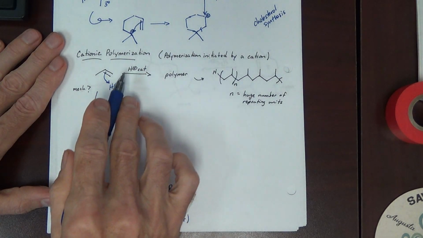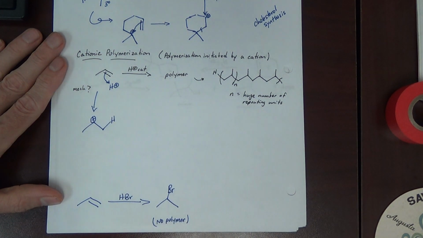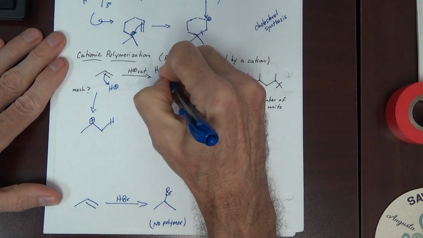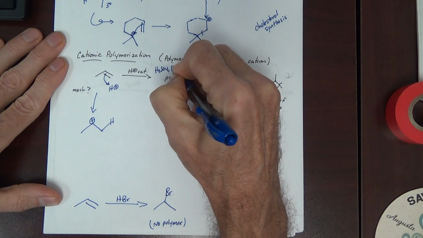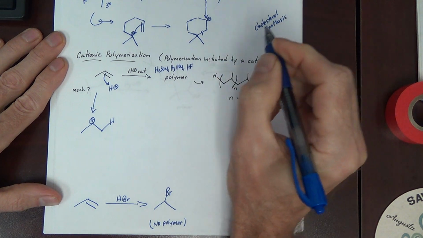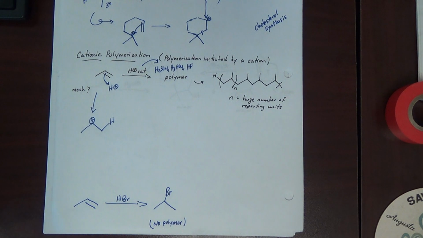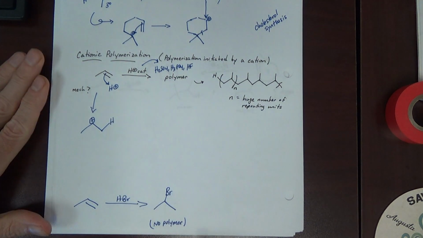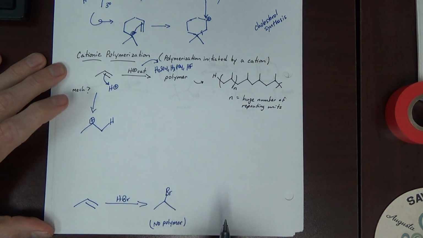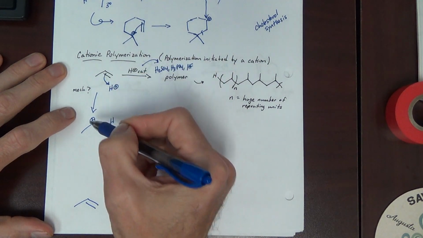What acids have conjugate bases that are not good nucleophiles? Well, we've already stated that, and the answer is sulfuric acid, phosphoric acid, or HF. All right. And these are the acids you would want to use here. And since the anions here will not attack, what else could attack? And the answer is, well, another alkene could attack.